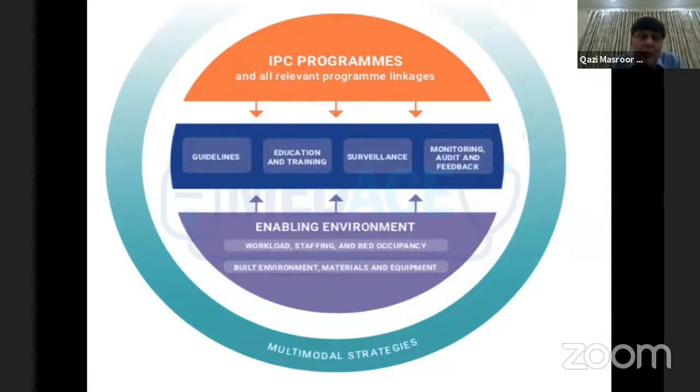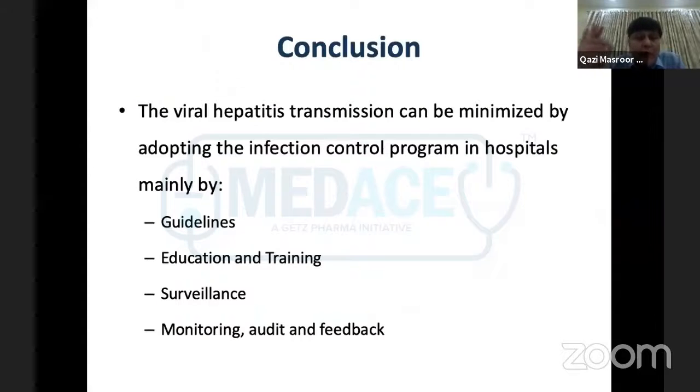And I will end my talk with the conclusion that viral hepatitis transmission can be minimized by adopting the infection control program in hospital, mainly by guideline, educating and training, surveillance, monitoring, audit and feedback. And it will be only possible if all the stakeholders are working properly and taking into account what the guidelines, national, international, and local, are committing.